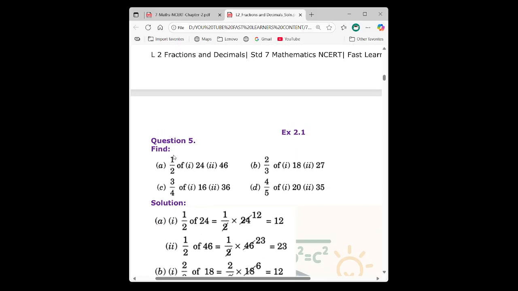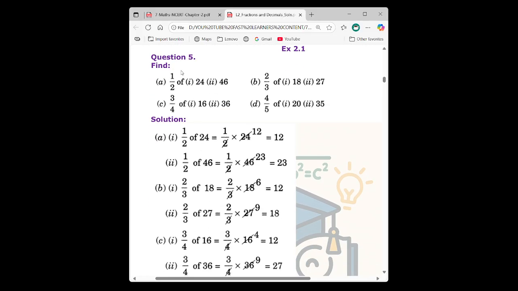The next question that is given here is question 5, 1/2 of 24. Here you are given a fraction and you have to find the fraction of the whole number. So here half of 24, you know it is 12. So 2 multiplied by 12 is 24. So this is the answer. Again, if you know the tables, you will know that 23 2s are 46. So here this answer is 23.